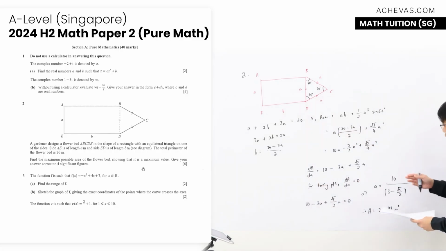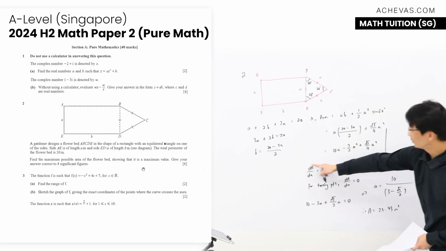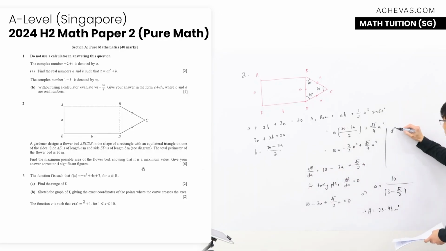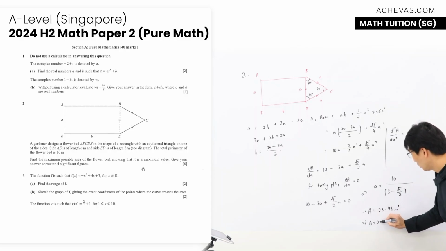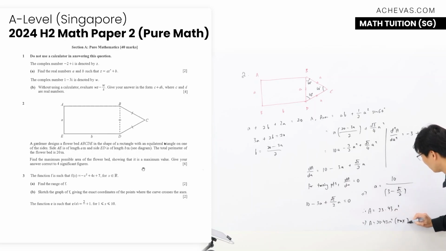But anyway, I'm going to show whether it is a minimum or maximum by using the second derivative test. I'm going to differentiate this again. I'll get d squared A over da squared. Differentiating this, I will just get minus 3 plus square root 3 over 2. And I can straight away tell that this is less than 0. Therefore, this is a maximum, and I can imply that A equal to 23.43 meters squared is a maximum.